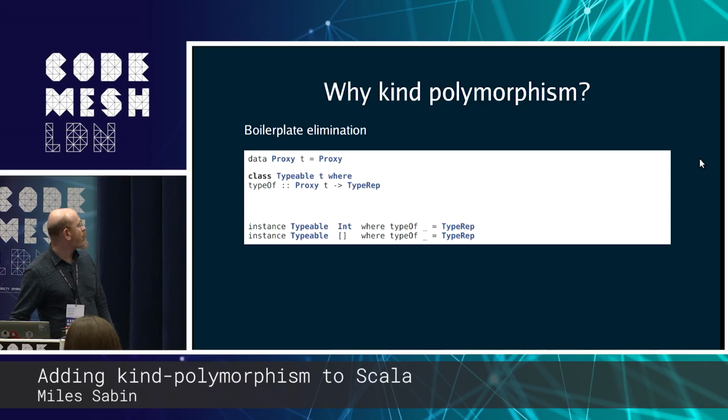What are those reasons, really? What do they boil down to? Well, in this case, it boils down to boilerplate elimination to a very large extent. So this is the same polykind definition we saw before.